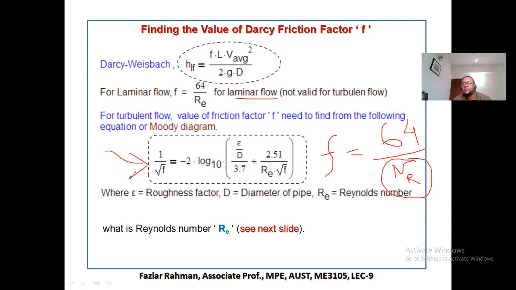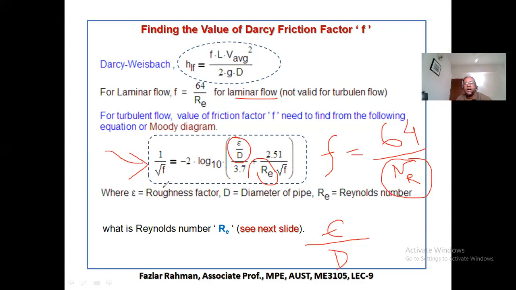And what is this equation? 1 by root f on the left side, also f on the right side. This is the Reynolds number. And this one is a ratio. What is the ratio? This epsilon is called the roughness factor of the pipe or the wall surface, and D is the diameter of the pipe. So the value of f also depends on the surface. If a pipe is smooth like glass, loss will be less. But if the pipe is rough, the friction factor will be high and loss will be high.